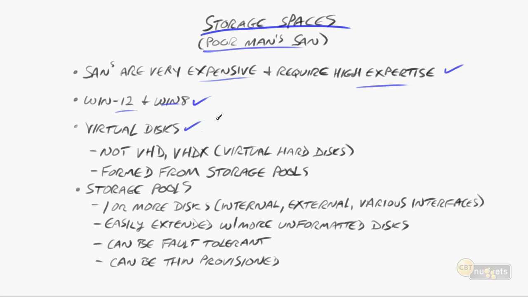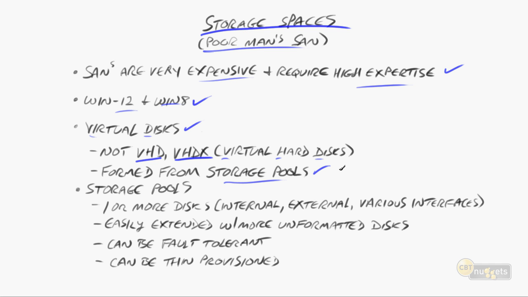Now the virtual disk, in terms of terminology, we don't want to be confusing about this. These are not virtual hard disks. They're virtual disks. A virtual hard disk would be a VHD, like a VMware. I am bound and determined to lose my Microsoft certification. Like a Hyper-V VHD or a Hyper-V VHDX. Those are virtual hard disks. Virtual disks are part of storage spaces. Okay. What you do is you form a virtual disk from storage pools.